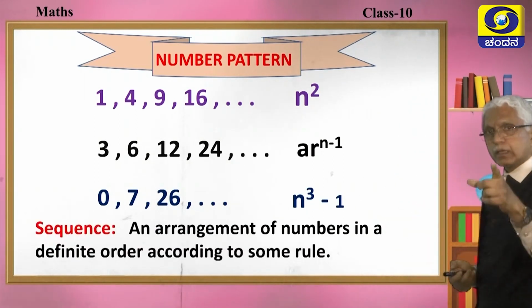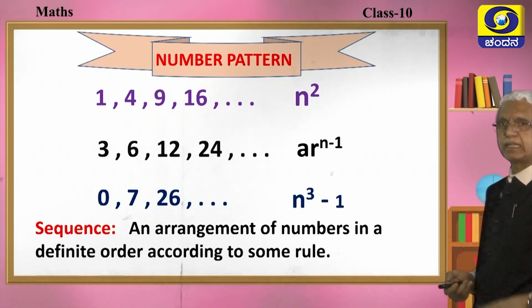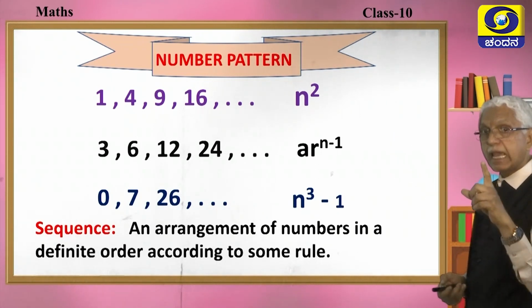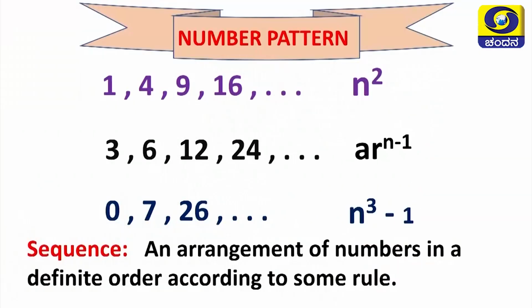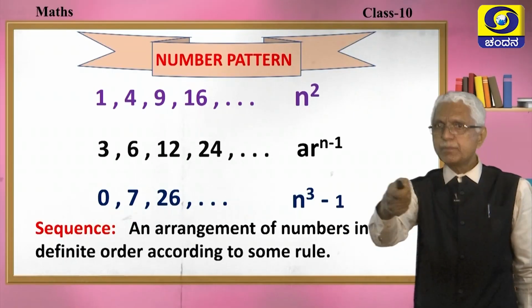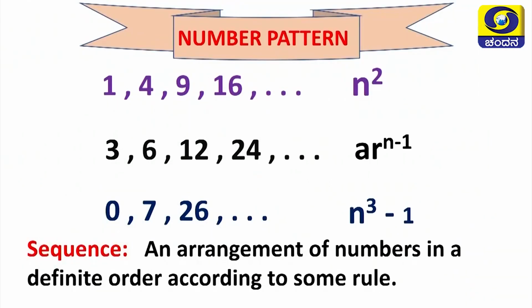So, now the 3 sets of numbers that I have written, correct, they have been written according to some rule. Please note, they have been written according to some rule. They have not been written at random. So, it is nothing but the arrangement of numbers in a definite order according to some rule.